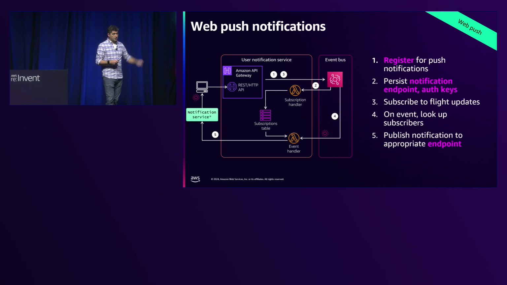So as events come off of our event bus, the event handler is going to go check the subscriptions table, say who cares about this, and then it sends a request to some notification service. Now this is Apple or Google or Firefox, and we don't really have control over the delivery anymore per se. And then those are going to go deliver the notification to the browser.